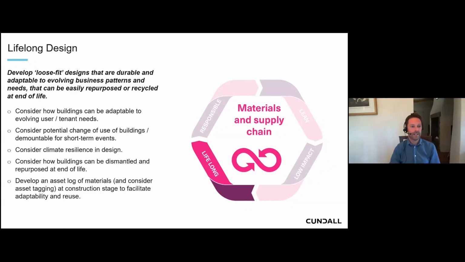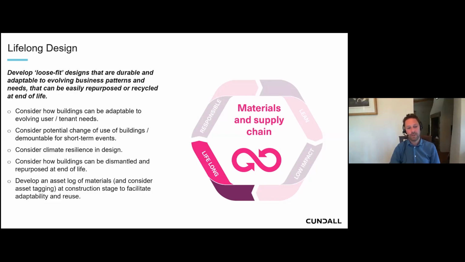So quickly moving into lifelong design. So just thinking about how the buildings we build can adapt and evolve to suit different needs, whether they're short-term through tenant changes or longer-term through change of material, change of use. I think we also need to think about climate resilience, but that's quite a long debate, so I think we'll save that one for a future webinar.